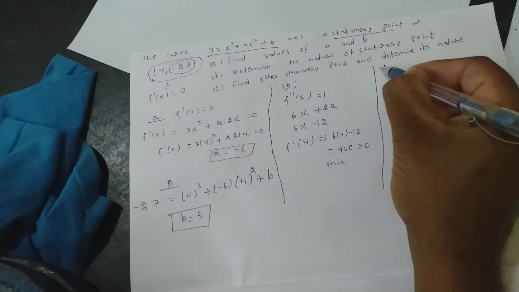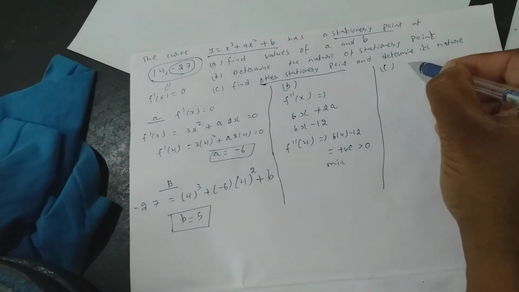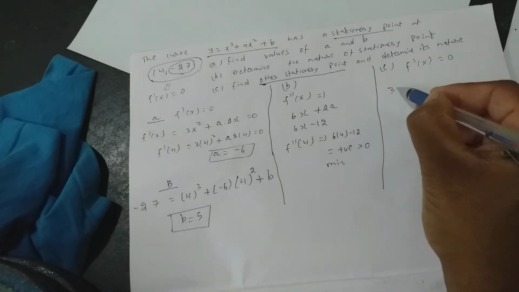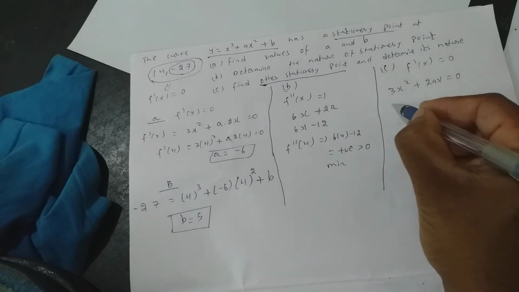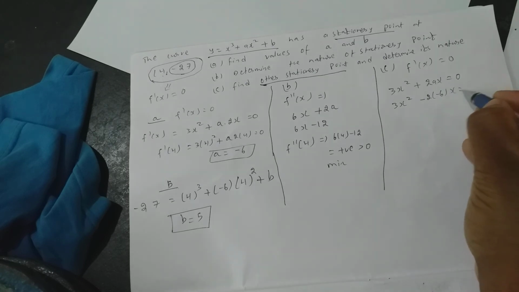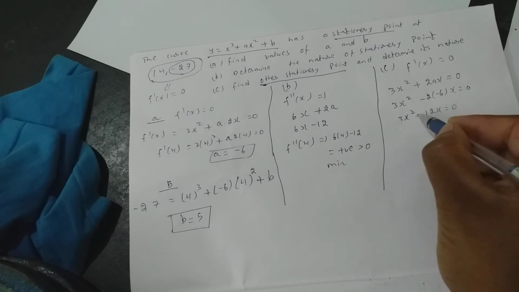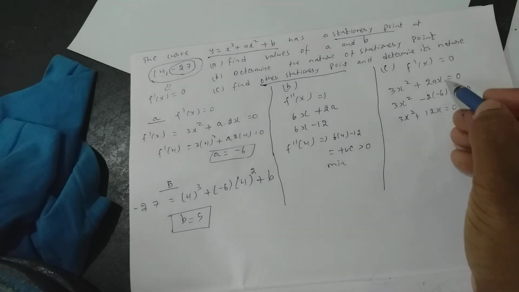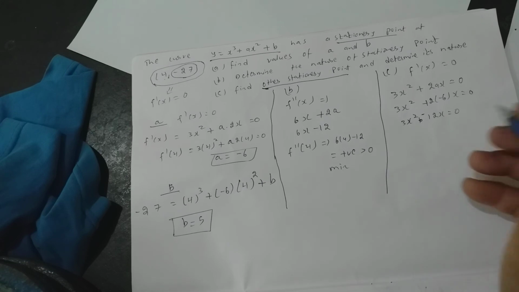Now look at C1. He wants me to find other stationary point. Whatever stationary point, condition is f dash x equal to 0. So f dash x is nothing but 3x square plus 2ax equal to 0. Replace a by minus 6 means 2 into minus 6 into x equal to 0. So it becomes 3x square minus 12x equal to 0. Here it is plus, isn't it? Yeah, so plus 2 into minus 6 is minus 12x equal to 0.